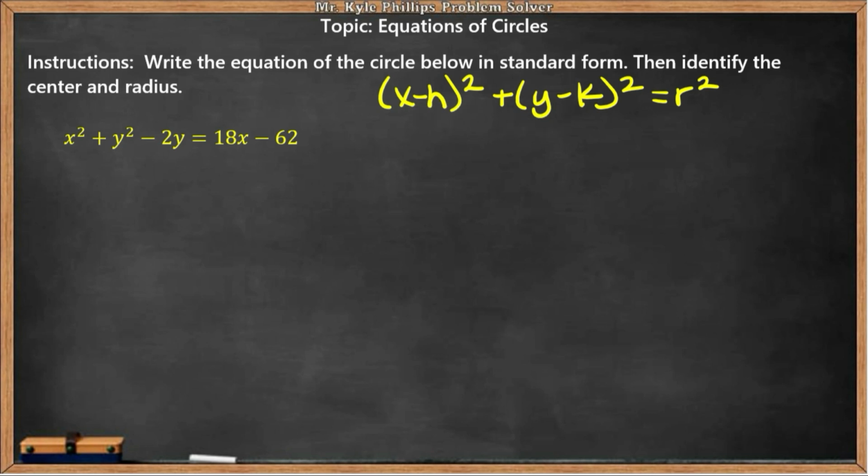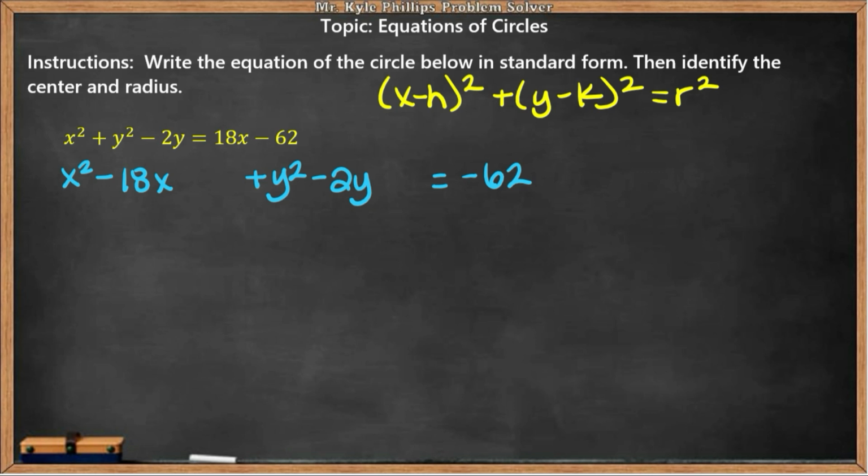In order to do that, this 18x is going to have to come over here with this x. So we'll write that, and we'll have x squared minus 18x. I am intentionally leaving space here, and we'll say plus y squared minus 2y. Again, I'm intentionally leaving space, equals negative 62.